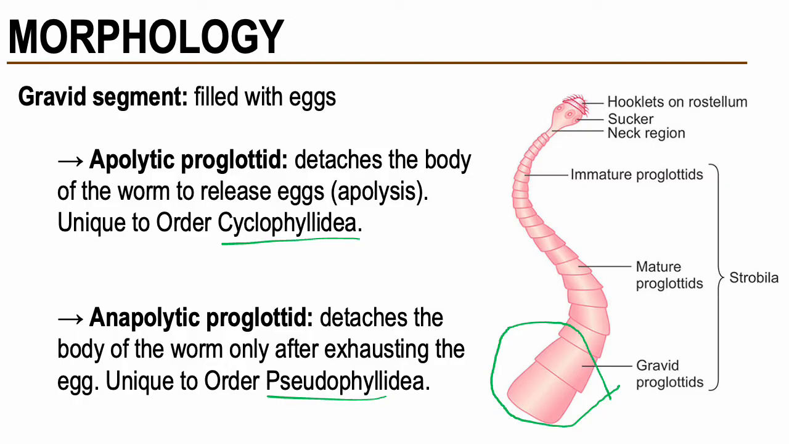When we say anapolytic, that means in order for them to detach the gravid proglottid, they need to exhaust or release the eggs first. This is the counterpart of apolytic. So for anapolytic, such as for Pseudophyllideans, after releasing eggs, the whole gravid part is detached.